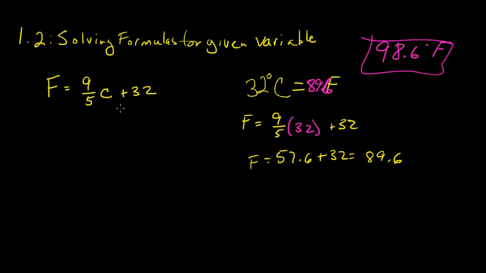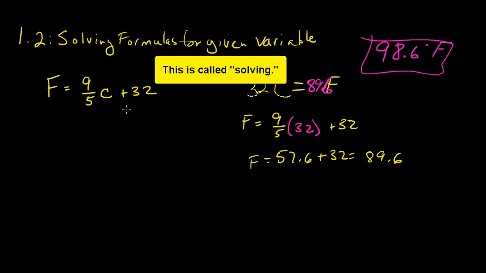So what's happening to the C is it's being multiplied by 9/5 and then adding 32. So we need to deal with those in reverse order. So the first thing we'll do is subtract 32 from both sides of the equation. So now I have F minus 32 is equal to 9/5 of C, and those have canceled each other out.